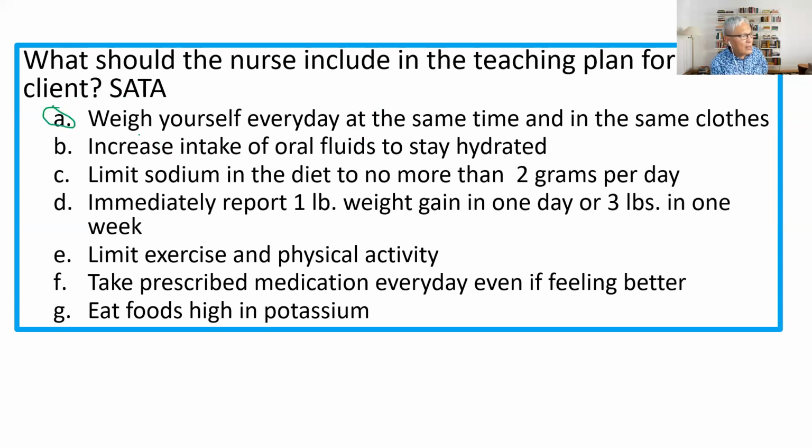So this is correct. Increase intake of oral fluids. This is going to increase the demand of the heart, so that would increase the workload of the heart. We would not want to do that. Limit sodium in the diet to no more than 2 grams per day. That is exactly a good intervention. And immediately report 1 pound weight gain in 1 day or 3 pounds in 1 week.